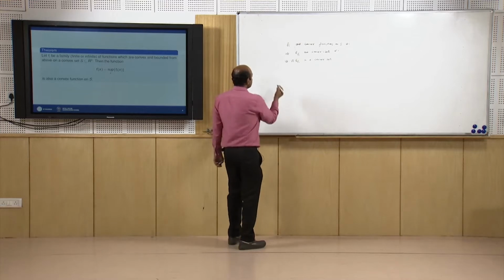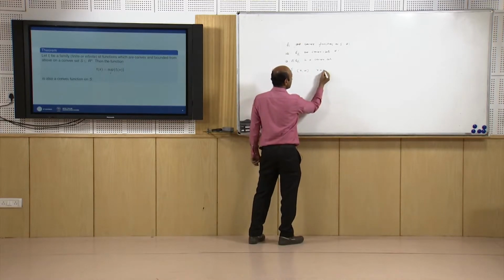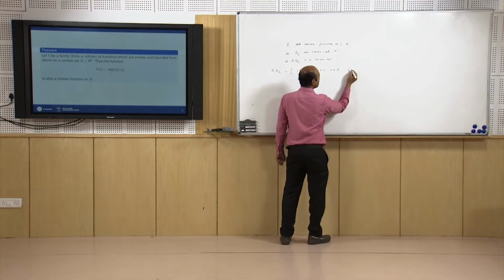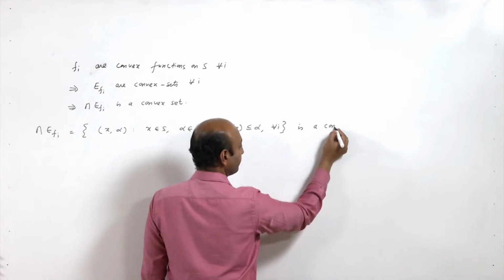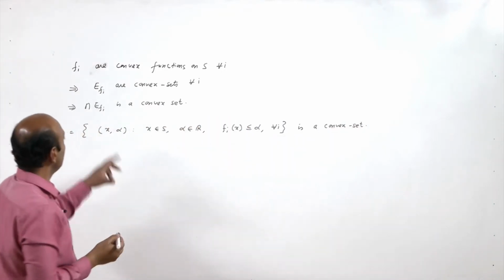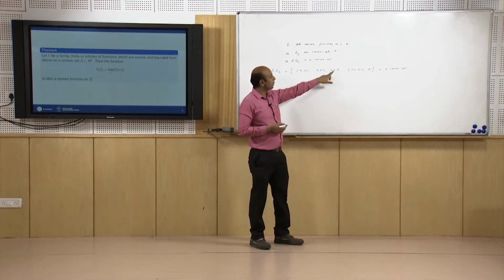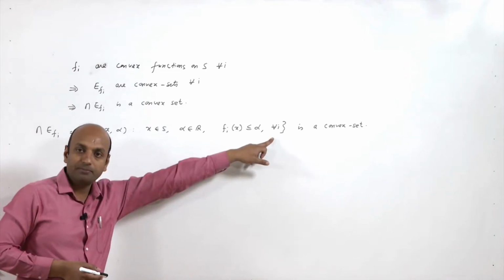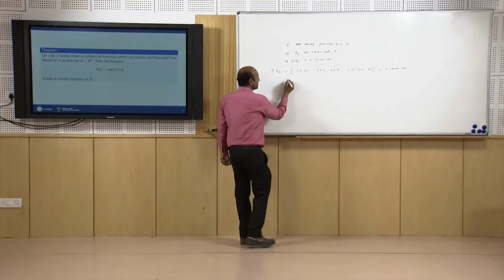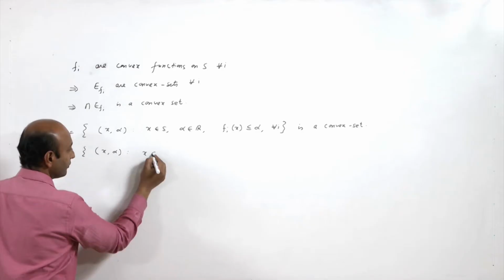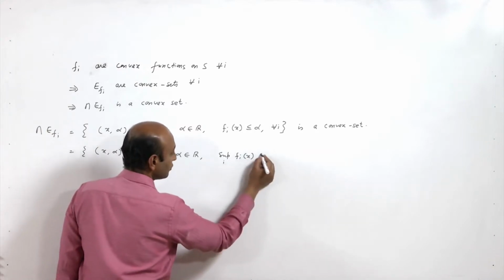Okay. Now, let us see what the intersection of E of fi represents. It is nothing but all those (x, alpha) such that x belongs to S, alpha belongs to R, and fi(x) is less than or equal to alpha for all i, and it is a convex set. Because it is an intersection, this holds for all i. Now, if it is true for all i, this will be equal to supremum over i of fi(x) less than or equal to alpha, which is also a convex set.